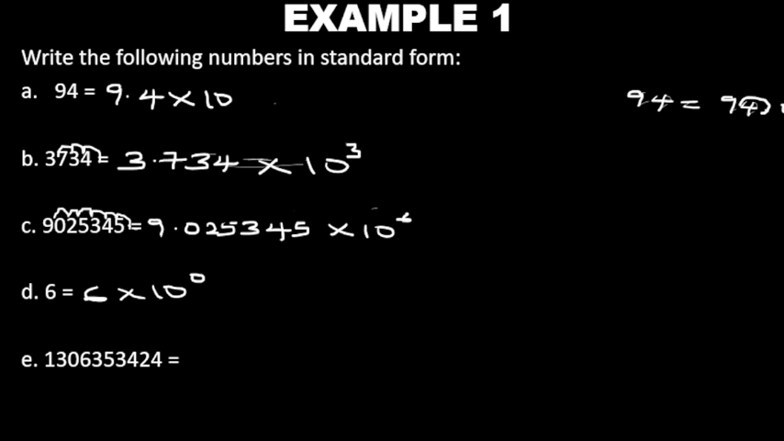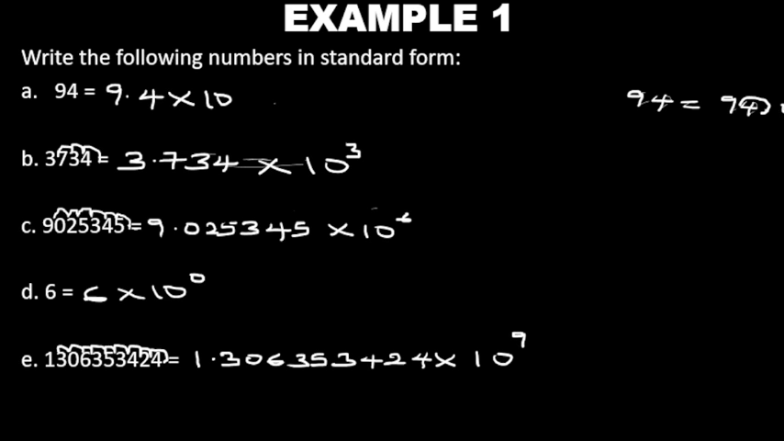So lastly, to get a number between 1 and 10, you are going to shift the point to this position that is between 1 and 3. So that will give us 1.306353424 times 10. So what is our power of 10? How many times do we shift the point? We have 1, 2, 3, 4, 5, 6, 7, 8, 9. So the power of 10 is 9.